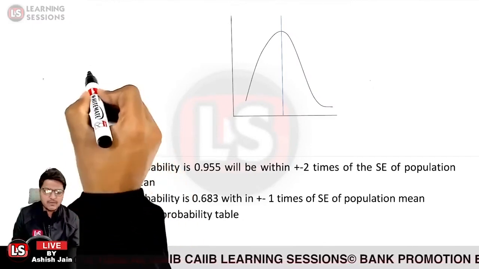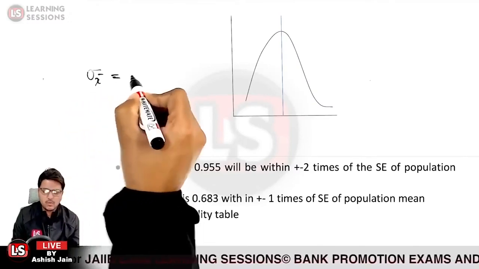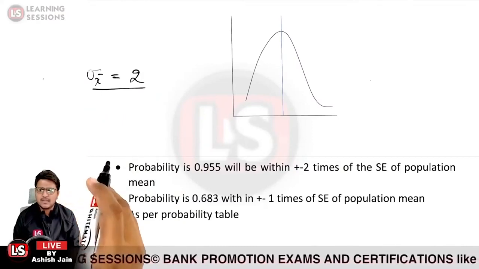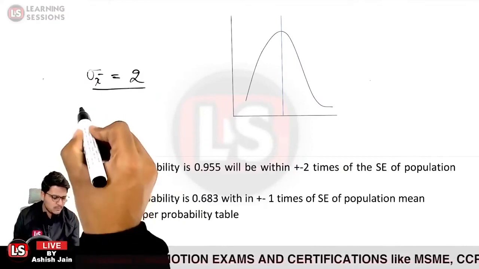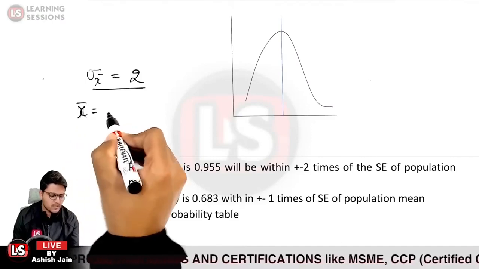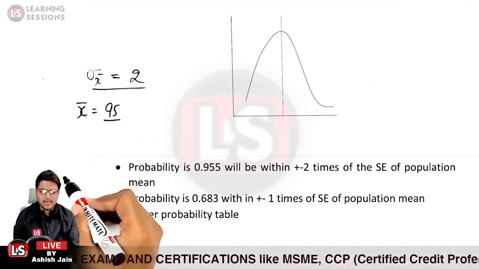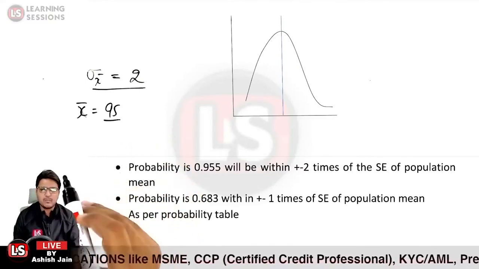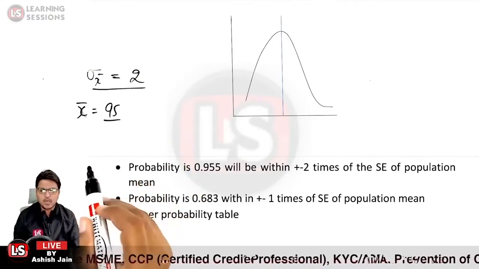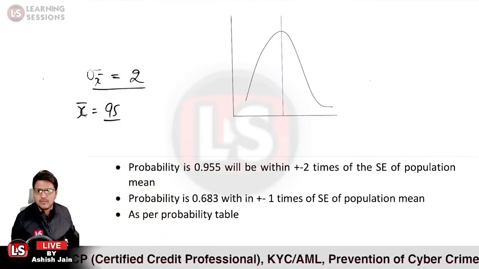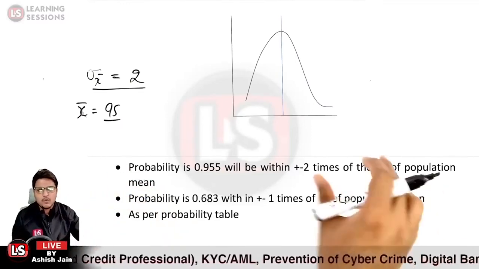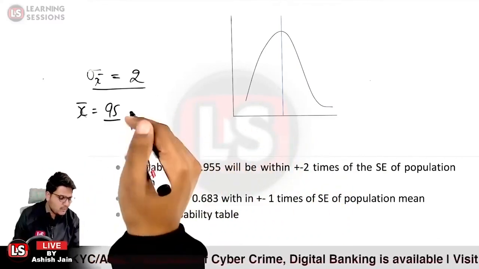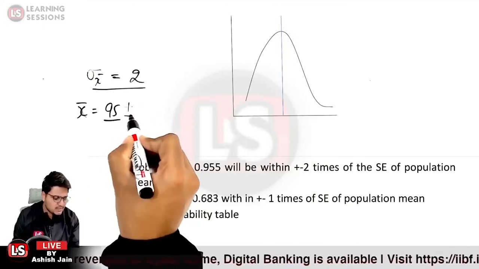Let us take the case where sigma x bar is equal to 2, and let us consider that the mean value of the sample, x bar, is equal to 95. In that particular case, the interval with 68.3% probability, that is, 68.3% of the values of the population falling under the mean of this particular sample, will be 95 plus or minus sigma x bar.